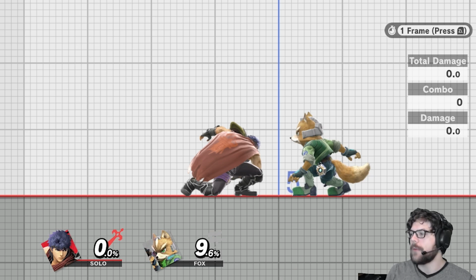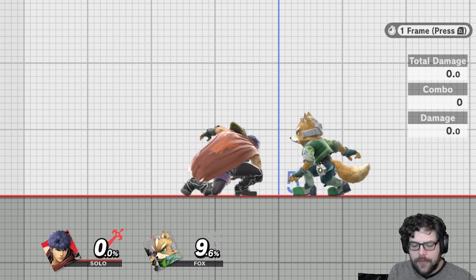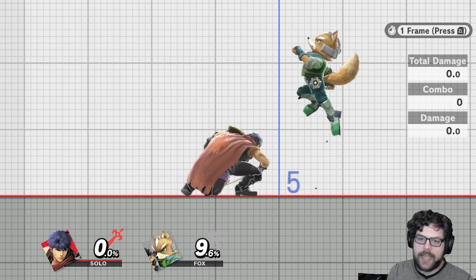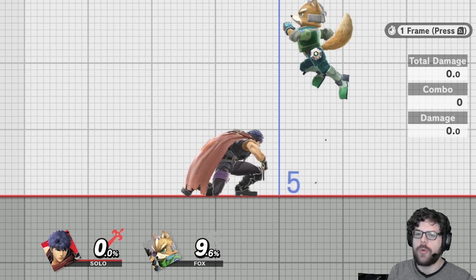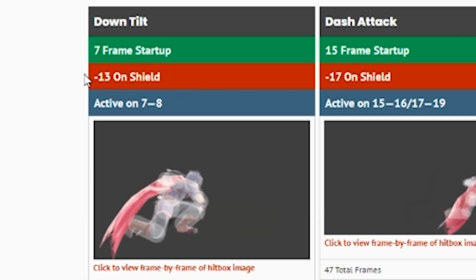And now what I'm going to do is start a jump with Ike, and let's see how many frames after Fox is available Ike is going to be able to jump. So this is already frame 1. Now we have 2, 3, 4, 5, 6, 7, 8, 9, 10, 11, 12, 13. There we go. Because it takes 13 frames for Ike to be able to act after he down tilts, Fox can act 13 frames before Ike. That means, looking back at the numbers here, down tilt is a minus 13 on shield.